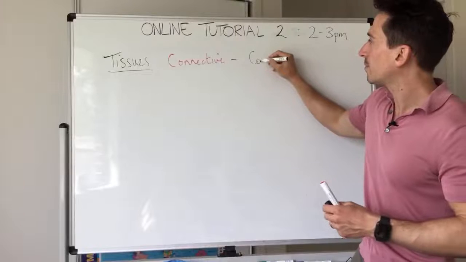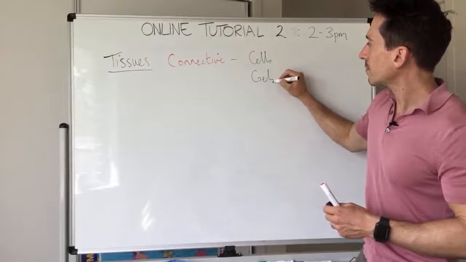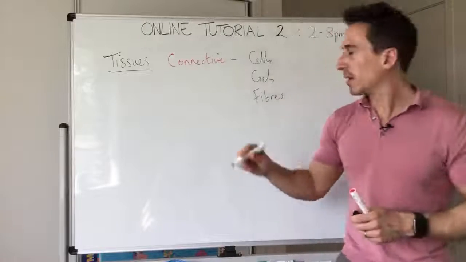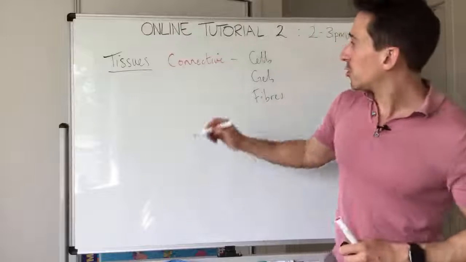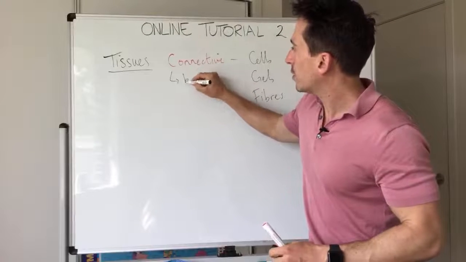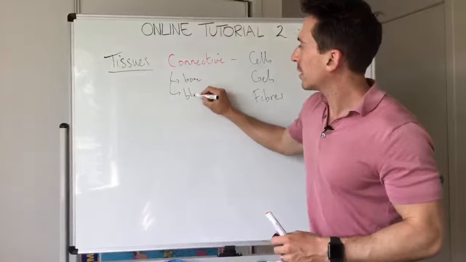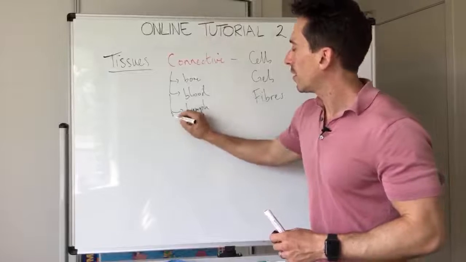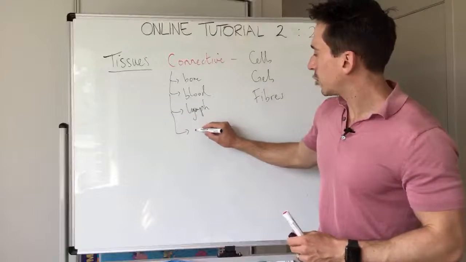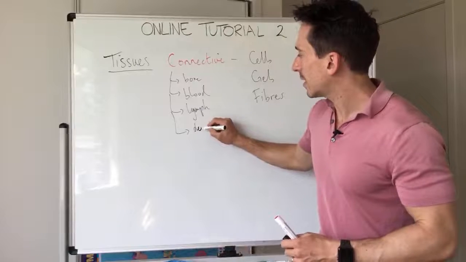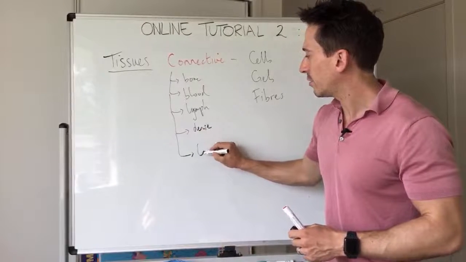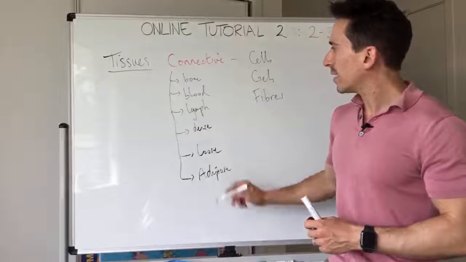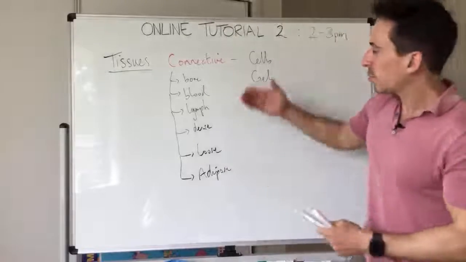It's made up of cells, gels, and fibers. Now this is what I focused on in the lecture on my YouTube video, so I'll just be very brief. There's different types of connective tissue, right? So for example, bone is connective tissue. Blood is connective tissue. Lymph is connective tissue. There's something called connective tissue proper, and that's made up of dense connective tissue and loose connective tissue. And this can include things like adipose or fat. All these things are connective tissue, but they're pretty different from one another, right?